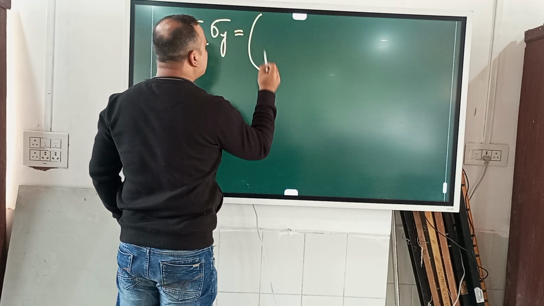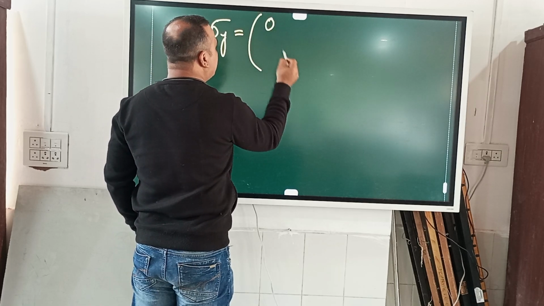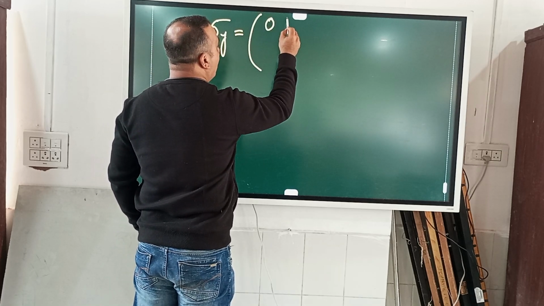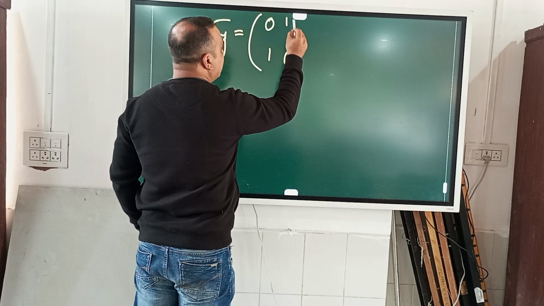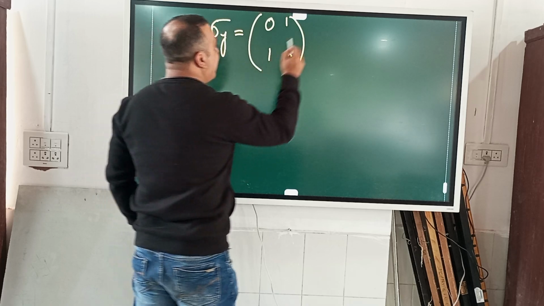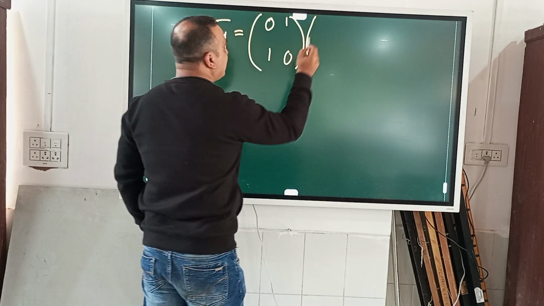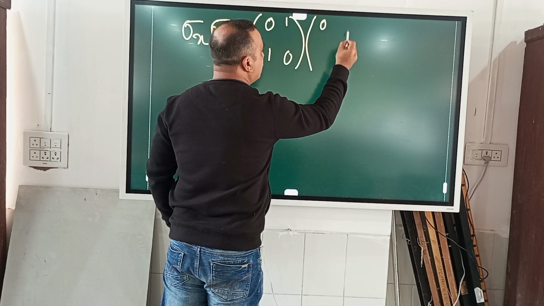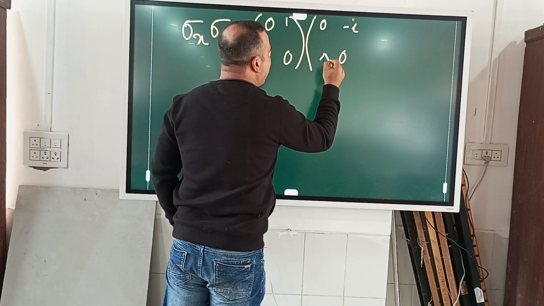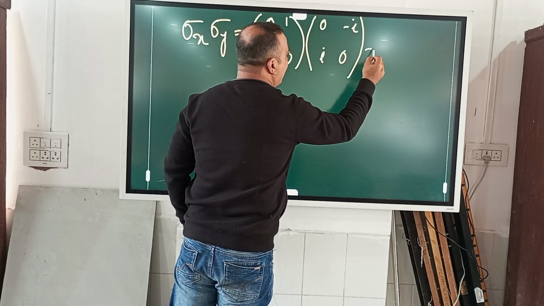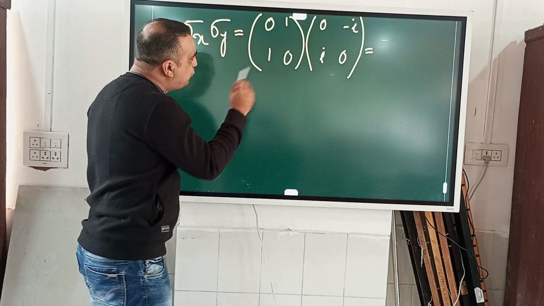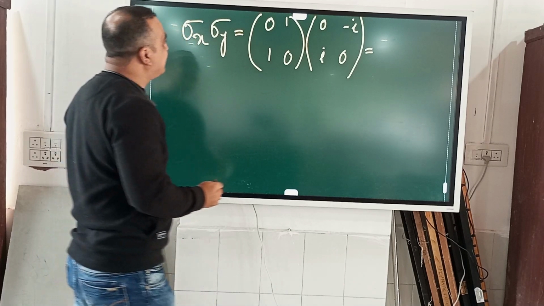So for sigma x, I have 0, 0, 1, and 1. This is sigma x. And for sigma y, I have 0, 0, minus i, and i. Now let's multiply these two 2 by 2 matrices and get the result.